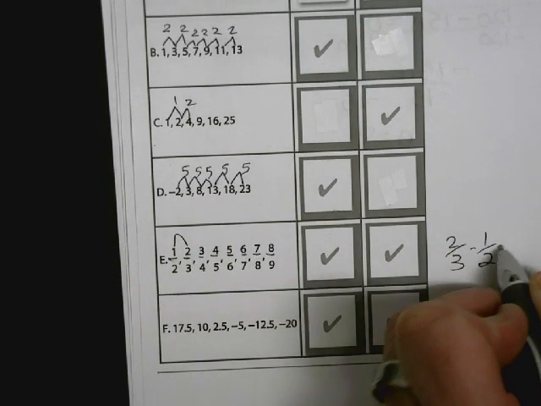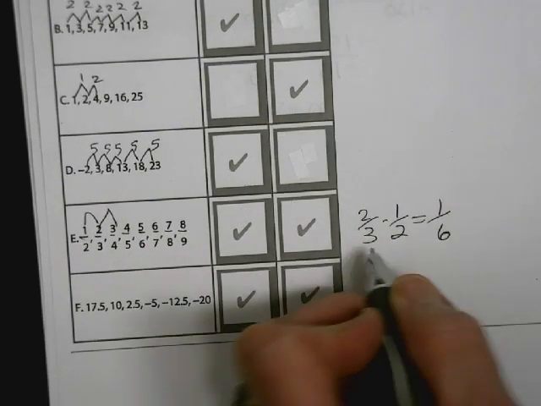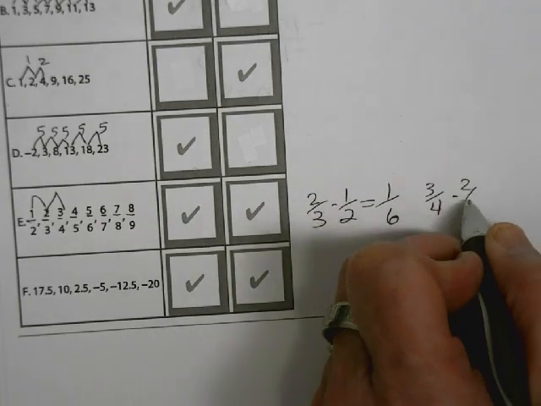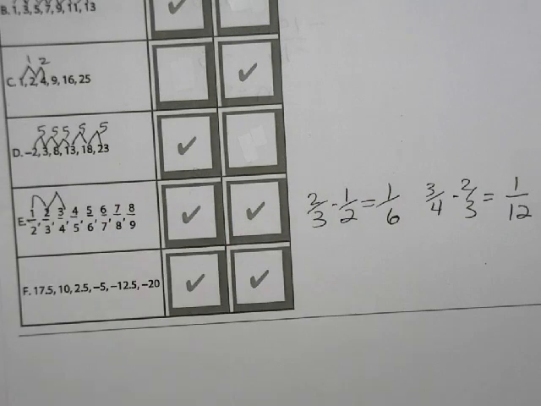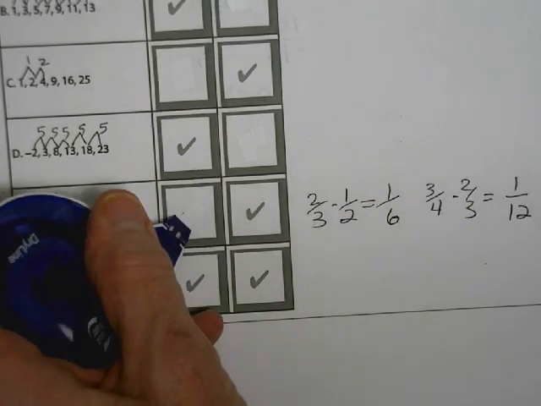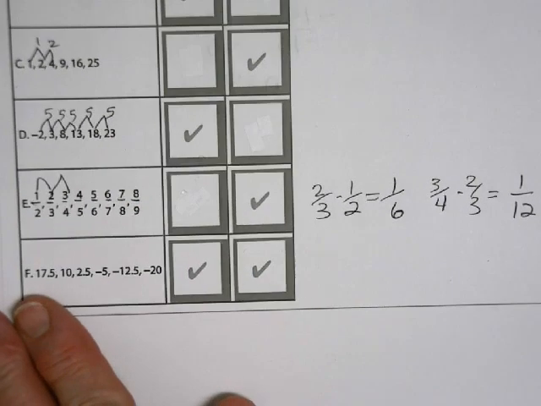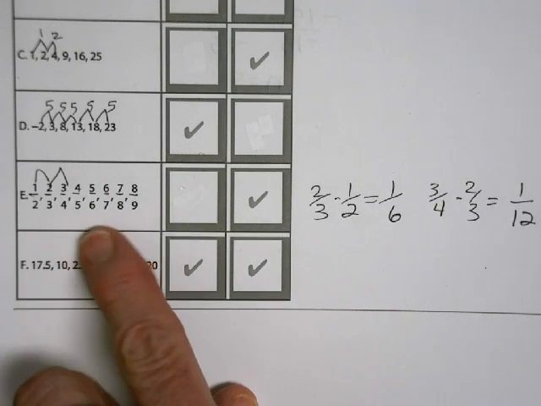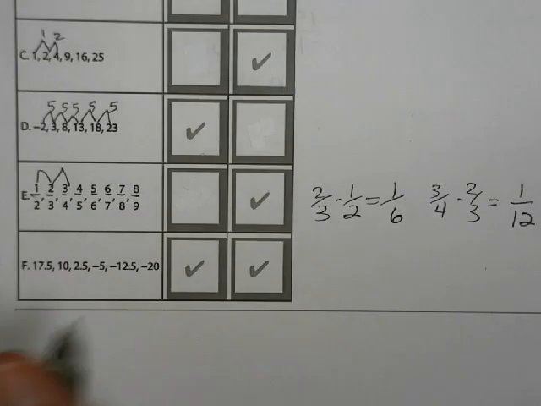Okay, 2/3 minus 1/2 is 1/6. 3/4 minus 2/3 is 9 minus 8, 1/12. So that one's a no. So the fractions don't fly. They're kind of pretty, but they're not an arithmetic sequence. I'm sure some mathematician did find some pattern.